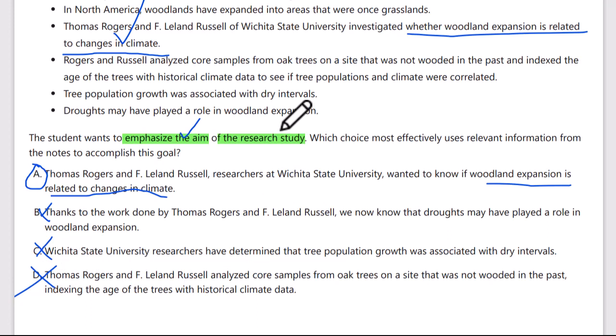Okay, wrong answer choices will be the other aspects of the study. If you want the purpose, the wrong answers will be the methods. They'll be the findings. They'll be something other than your stated goal for the question. So make sure you identify the goal.